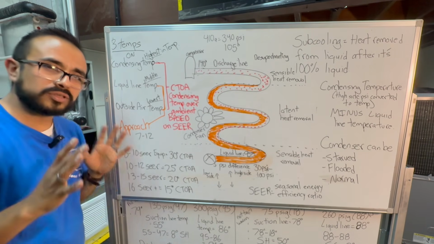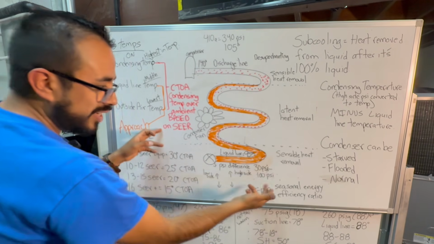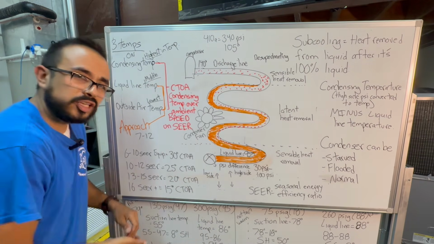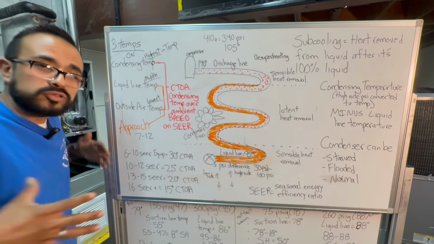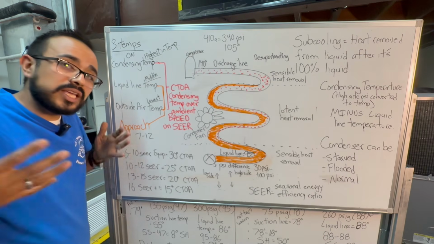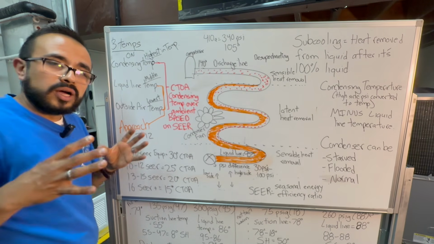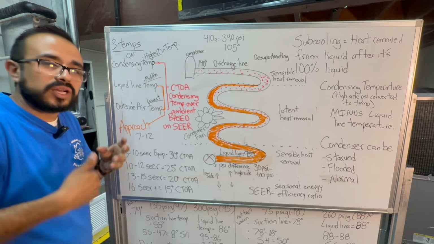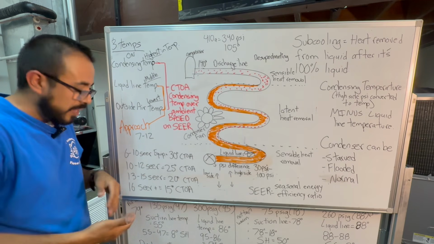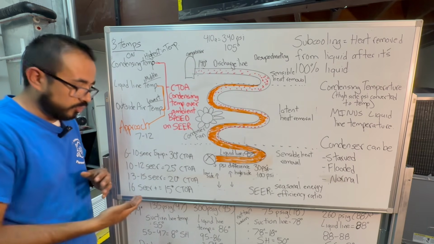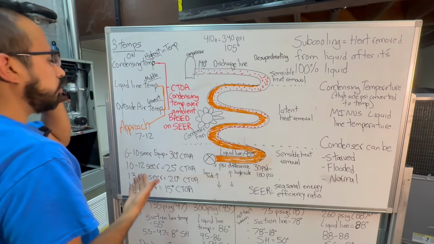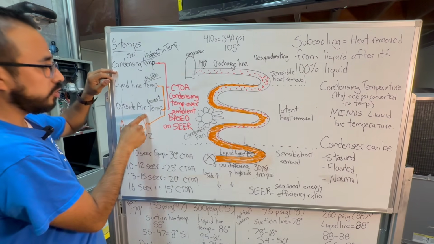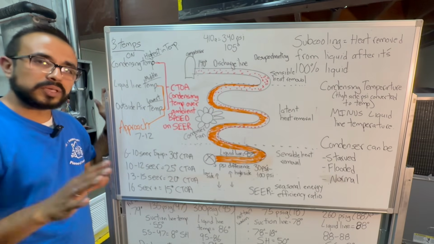We're not going to get too much into SEER, but simply put, SEER is the seasonal energy efficiency ratio. The higher the SEER, the bigger the condenser coils, the more it can do in rejecting heat. The lower the SEER, the smaller the coils. It rejects heat, but not as efficiently as the bigger coils with the bigger SEERs. So between the condensing temperature and your outside air temperature, that's your CTOA, simply put.